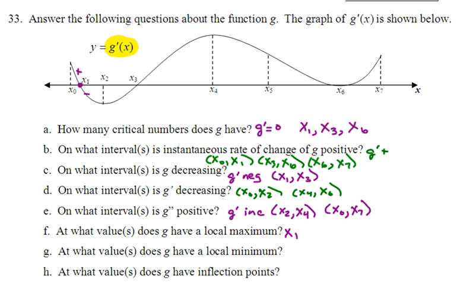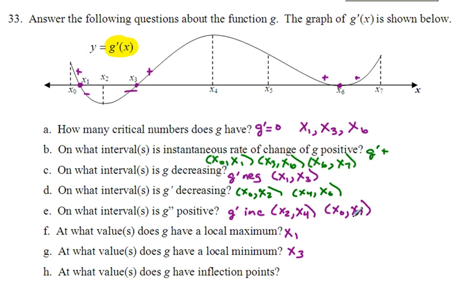Then at the next one, at x3, g prime went from negative to positive. That means I was decreasing, then increasing. I have a local min, which means it goes through here. And our last critical number, we went from positive to positive, which means it is not a local min or a local max.